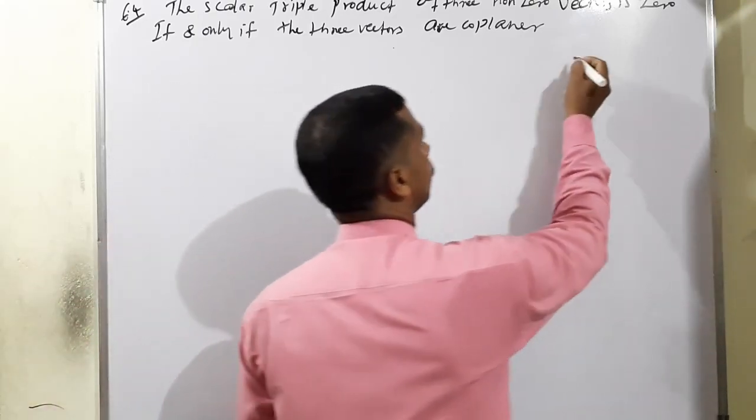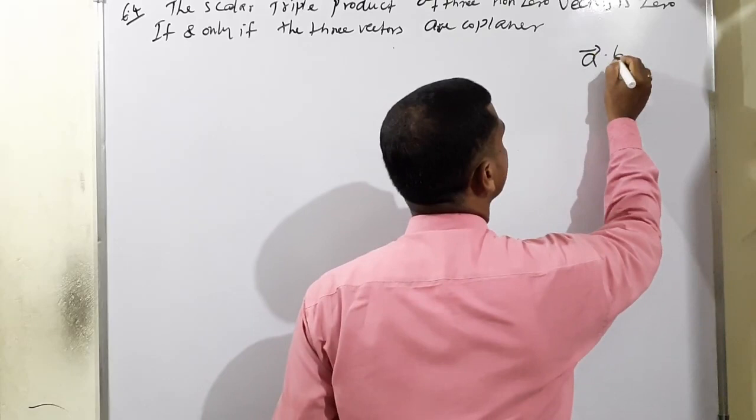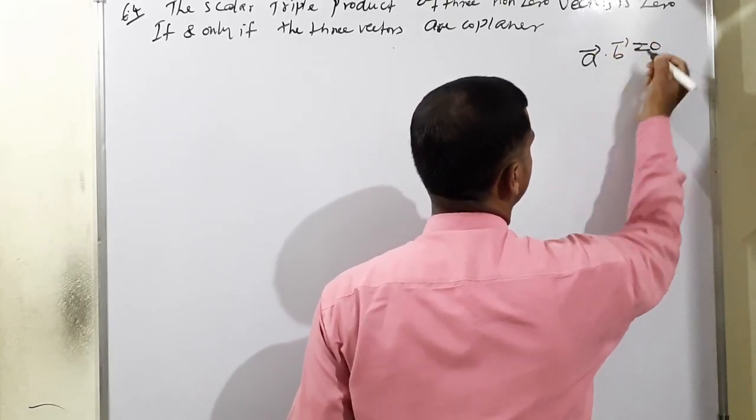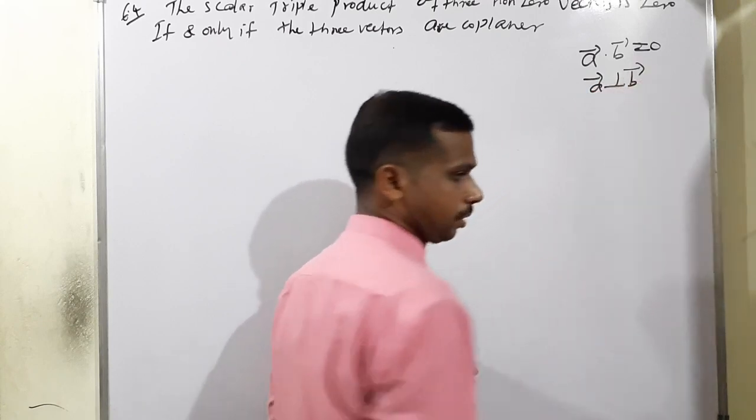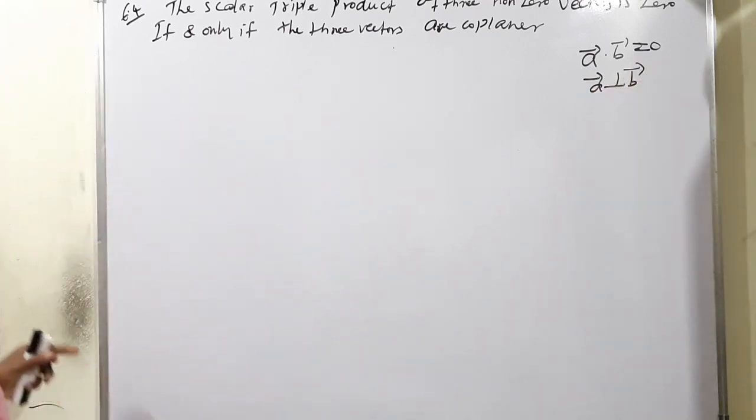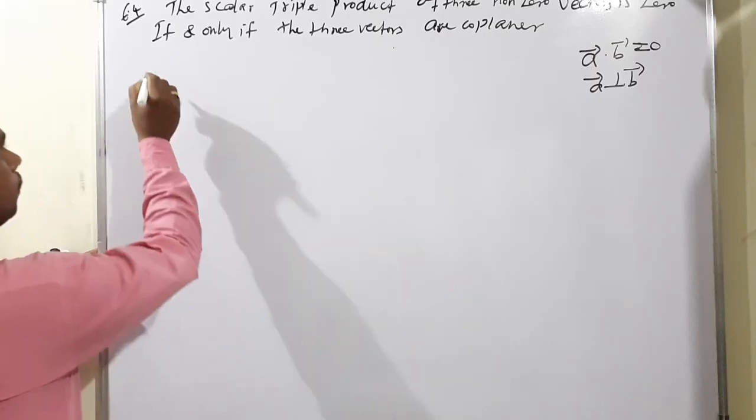Look at this: we already know A vector dot B vector equal to 0 means A vector is perpendicular to B vector, in the dot product. So listen very carefully. Proof.